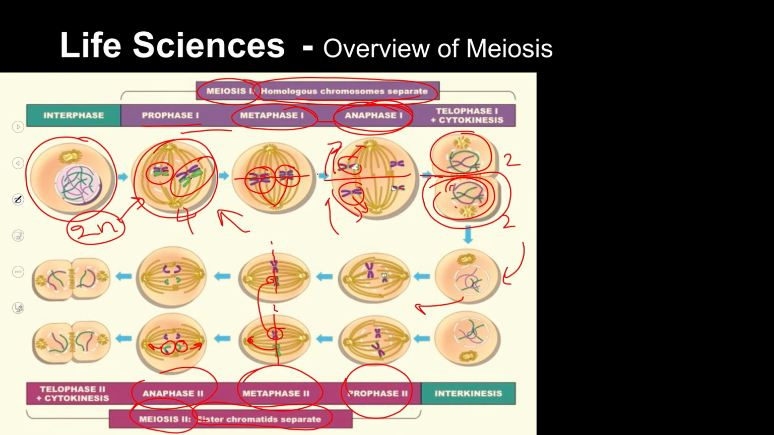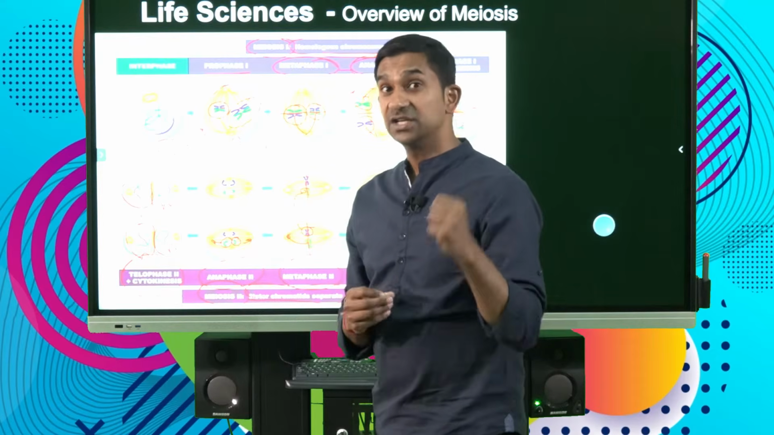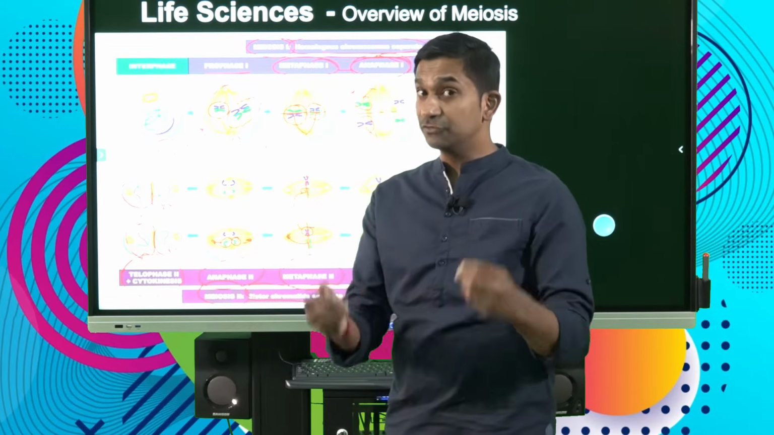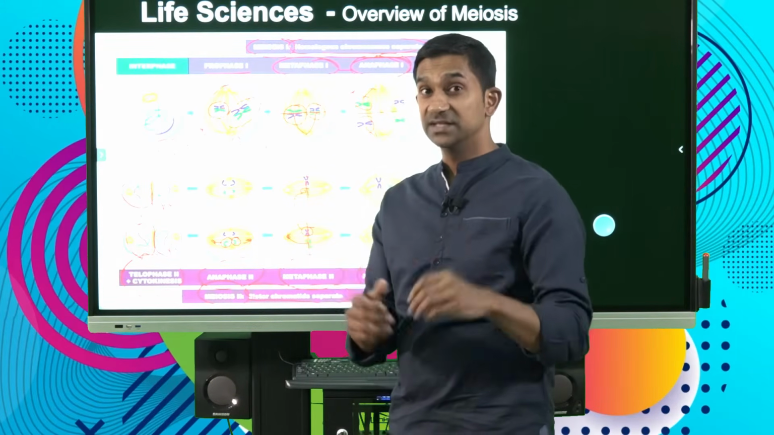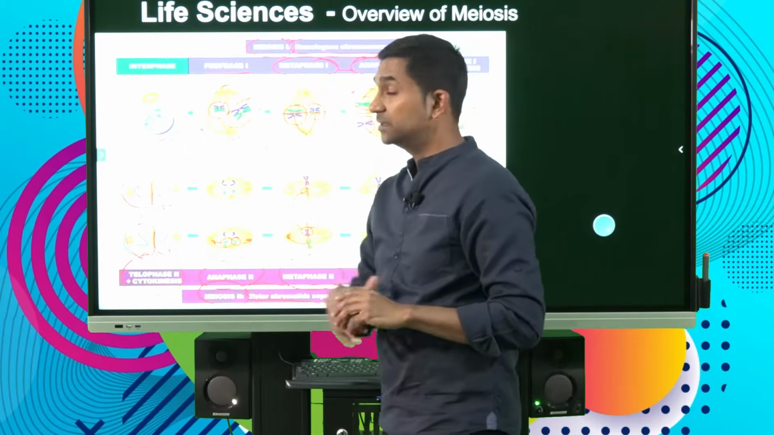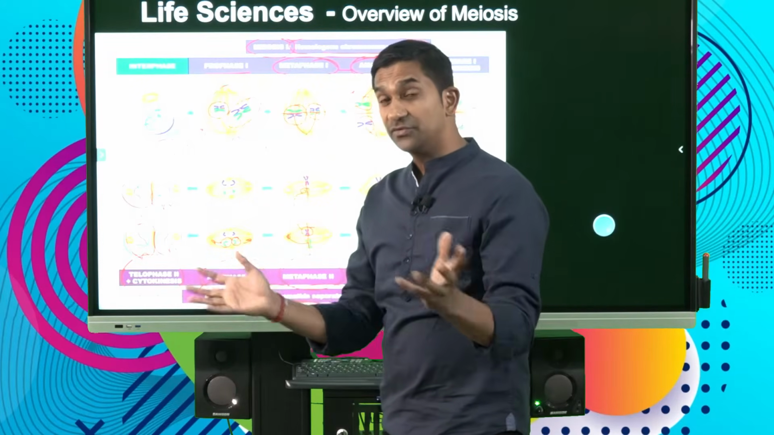Finally, we see cytokinesis separating the cells to form 2 cells that each have an n number of chromosomes. That is where telophase 2 occurs, where the nuclear membrane reappears, and we have 4 cells that are each haploid, having half the full set of chromosomes compared to the cell that we started off with in interphase. So that's an overview of the process.